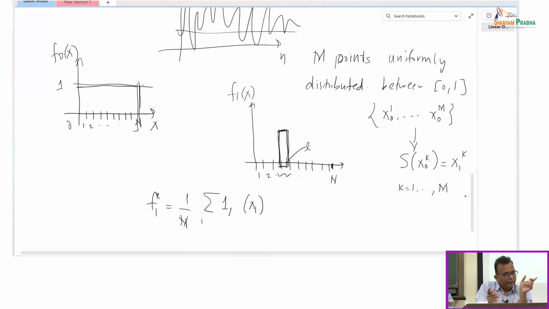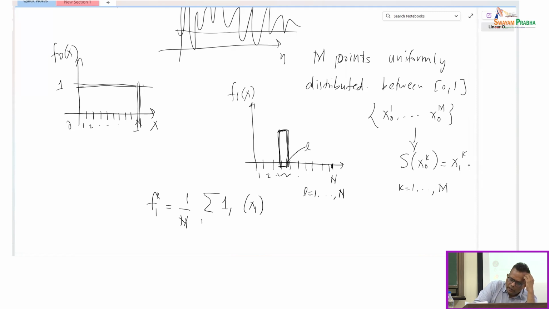n is the number of intervals, m is the number of points. n is the total number. So this L is the index. L goes from 1 to n, and k goes from 1 to m. So L will go from 1 to n because there are n boxes and there are m points, right?